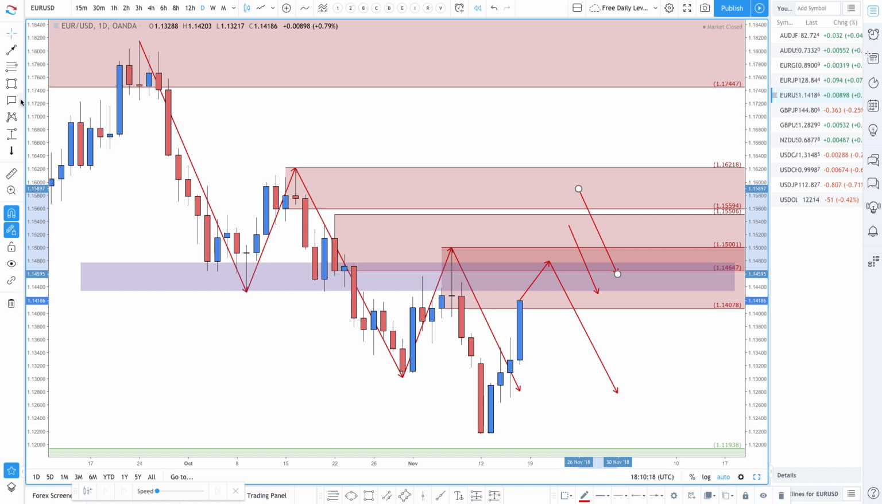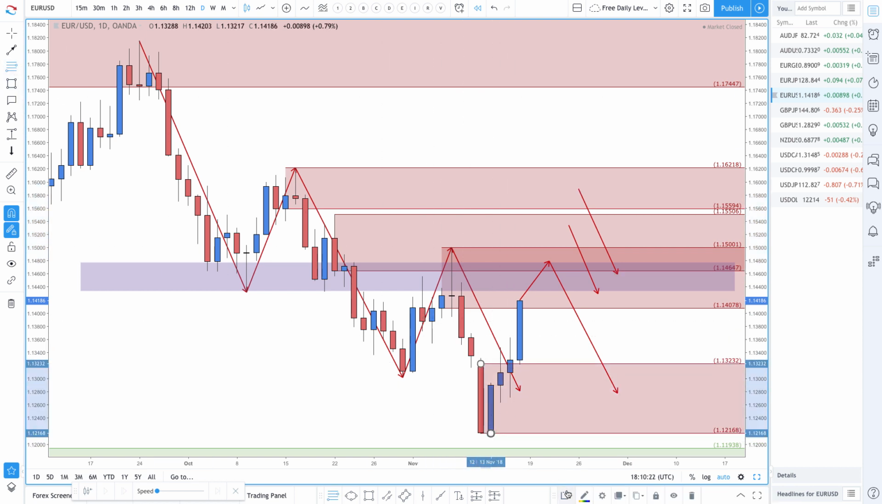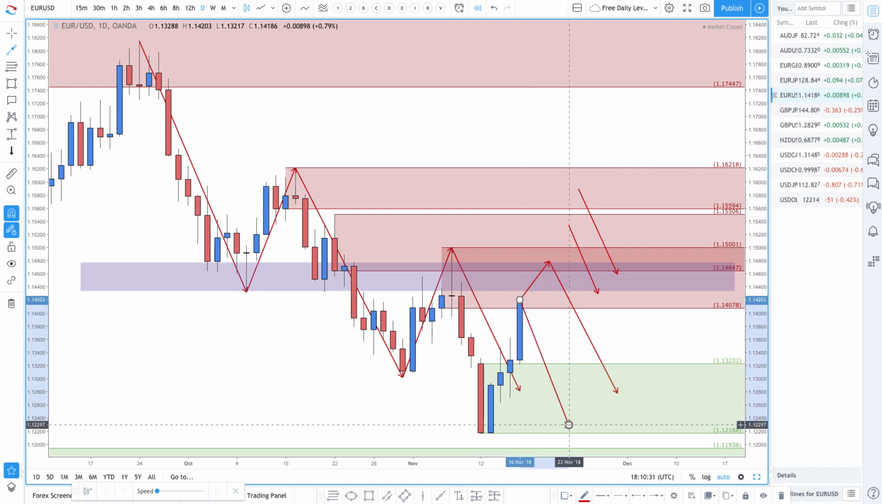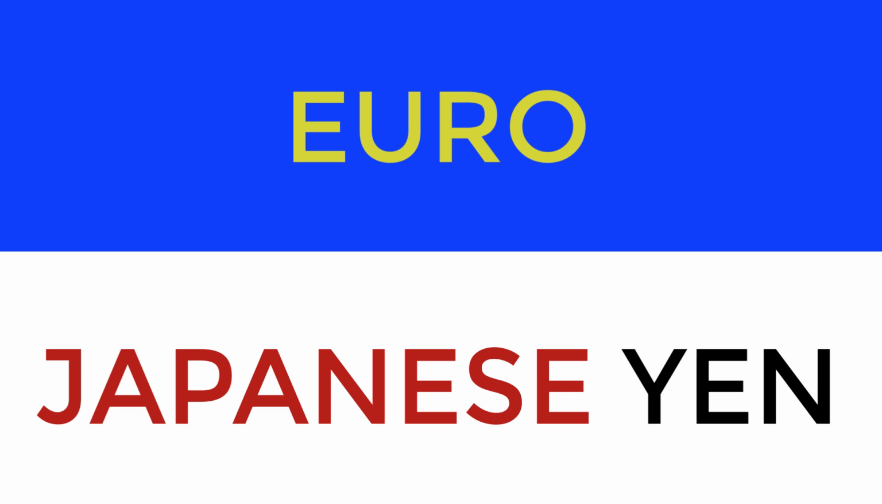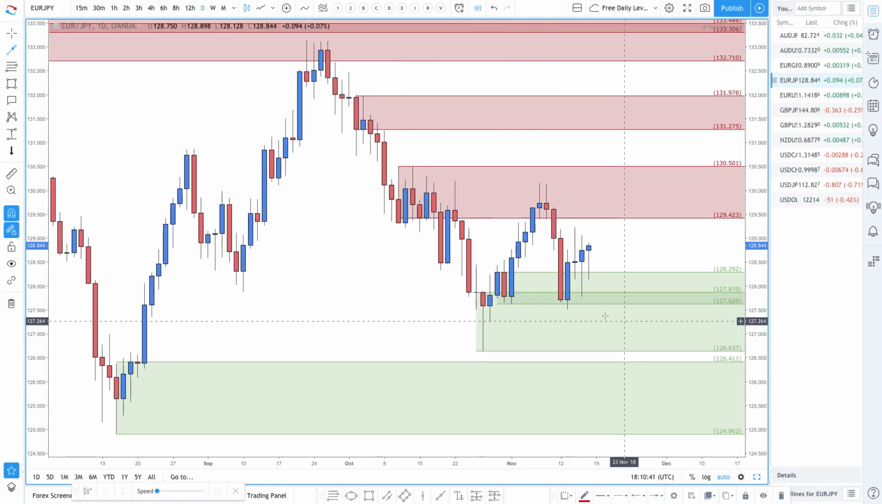We are creating a demand zone for the euro. Let's not forget about the euro just in case. And if you do want to be a buyer of the euro, then you'd be waiting for price to really come down here before looking to get long. Anyways, spent enough time on the euro dollar, euro yen.